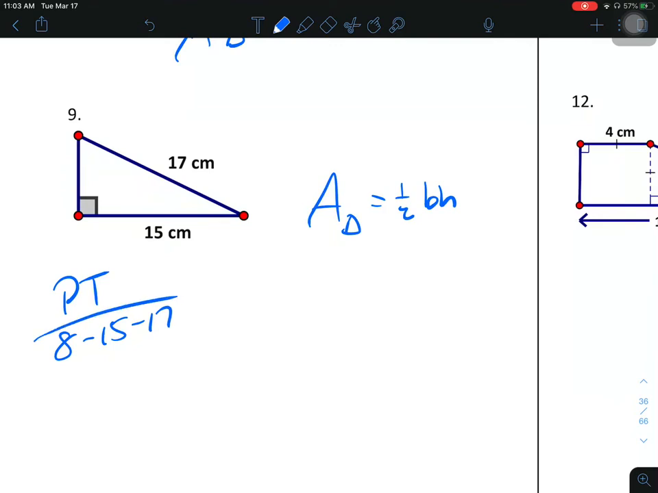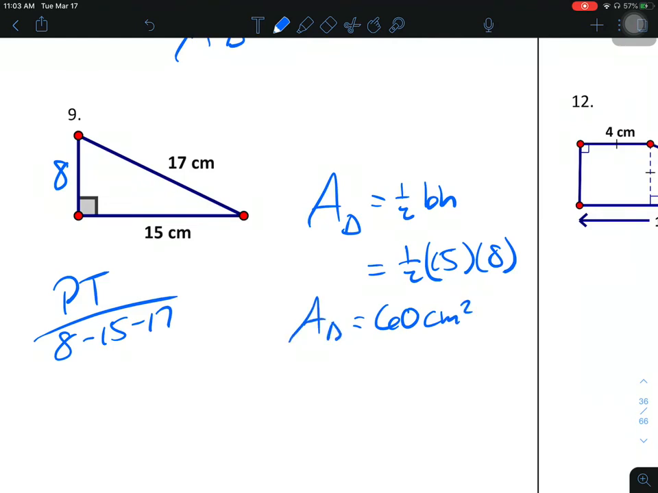If you don't recognize that, no big whoop. Use the Pythagorean theorem and you'll find that that missing side is plus or minus 8. We only deal with positive lengths at this point in our young academic careers. So it's 1/2 of 15 times 8, which is 4 times 15. That's 60 square centimeters.